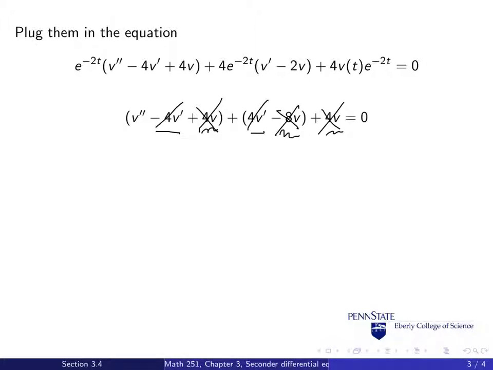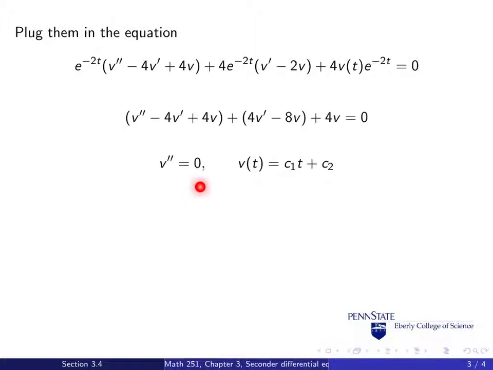Now pay attention. This has to happen, okay? It's not a coincidence that it happens for this example. It will happen for all examples if you carry out this procedure. So what are we having in the end? We have only one term, which is v double prime equals 0, which we can easily solve.